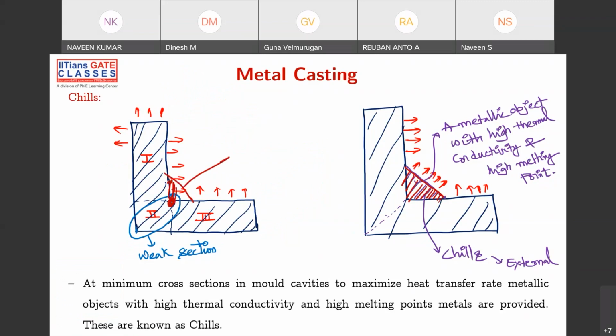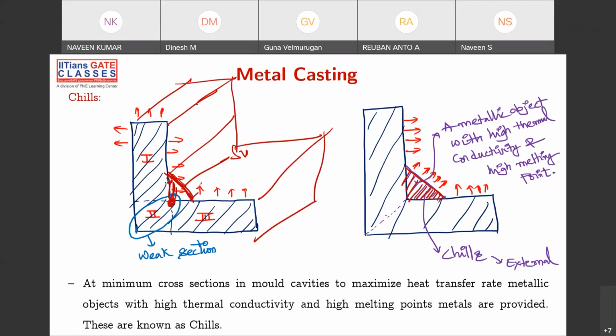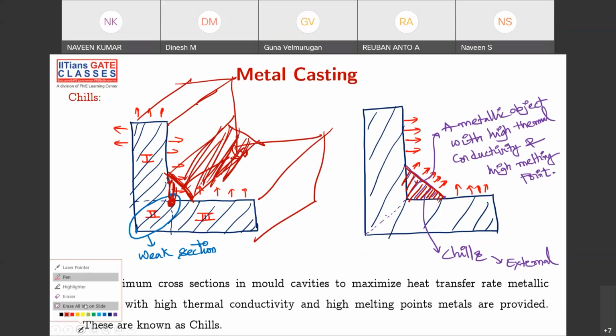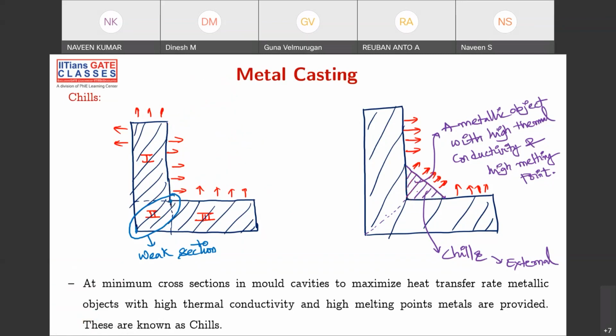This is a surface now. This is a line now. This is a surface now. Surface in the sense that this is 3D. Don't forget that this is a line, and this is a surface. It will be like this, and this will be a surface like this. You put some extra external metal, so that the cooling will happen through that external metallic object, and that is called an external chill.